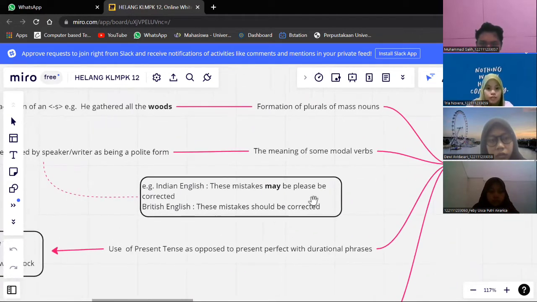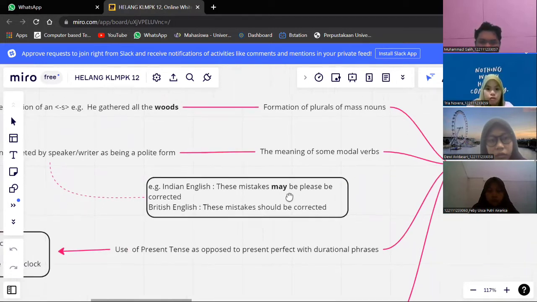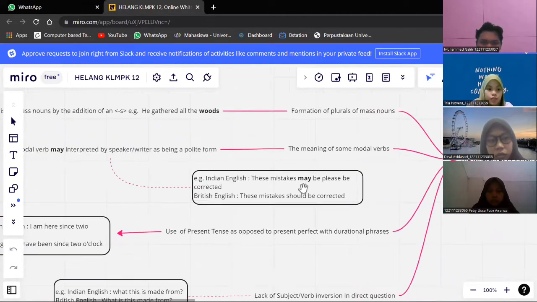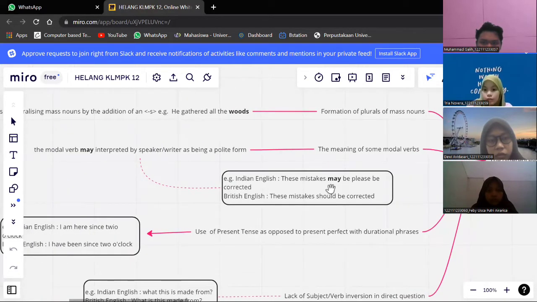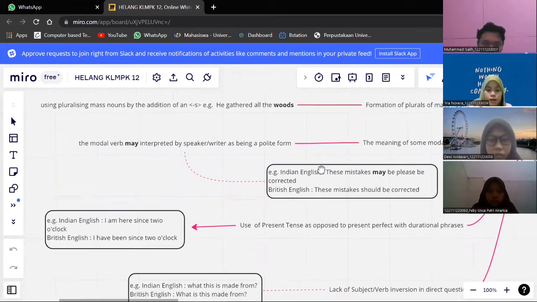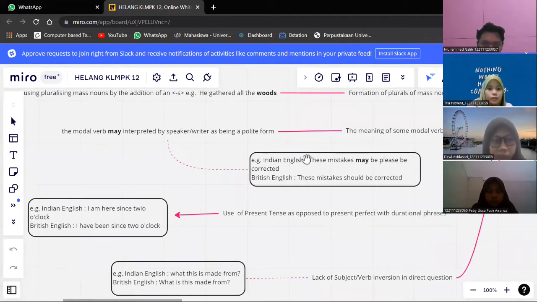For the first one, the formation of plurals of mass nouns. A mass noun is a noun that in standard English is not countable, which cannot be made plural by the simple addition of an S inflection. But in Indian English, pluralizing mass nouns by the addition of S is a common thing. For example, he gathered all the woods.